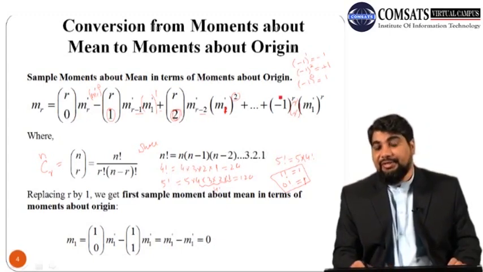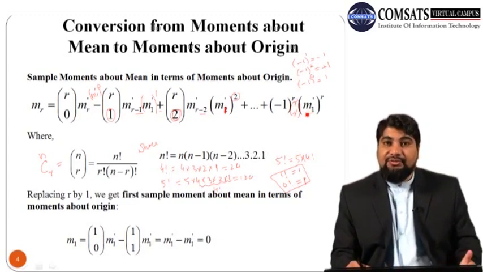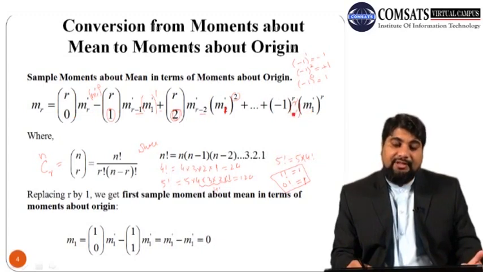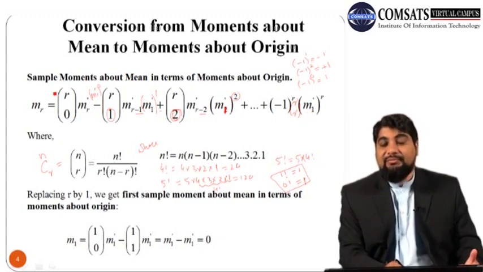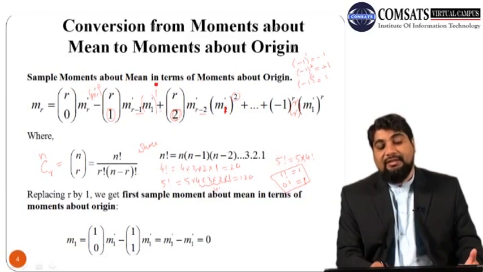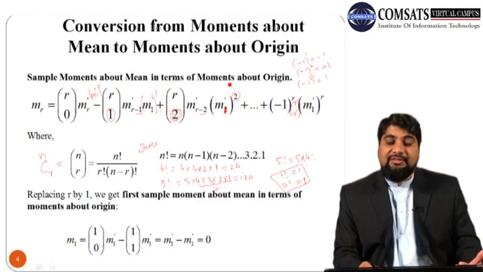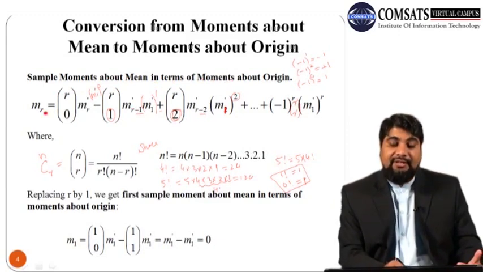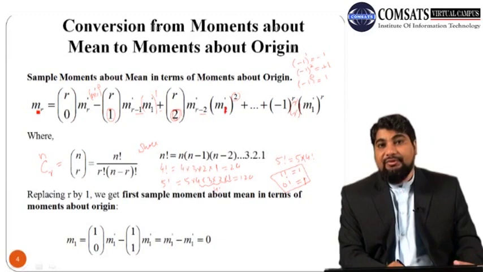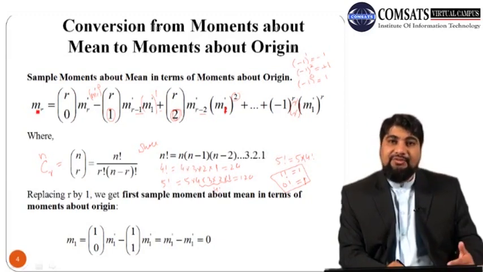So this is one very important formula which I will use in order to calculate the r-th sample moment about mean, the r-th moment about mean in terms of moments about origin. Currently I have written the formula only for sample moments, and then using the same rule we can write the formula using population moments, which I will explain after covering the sample moments.